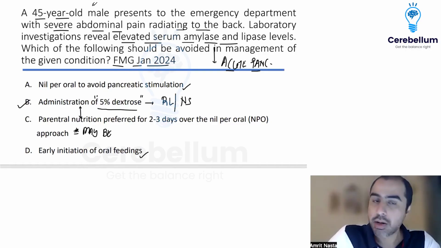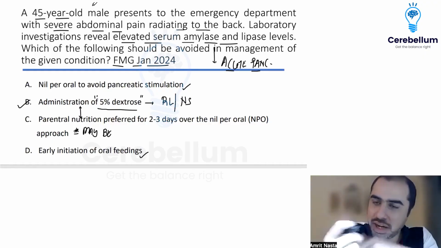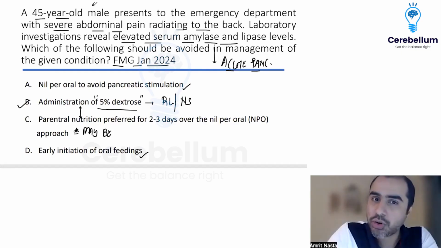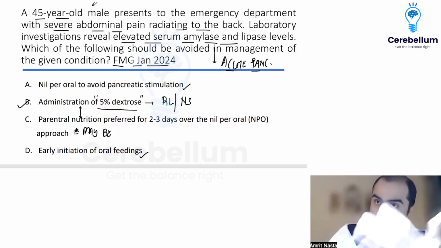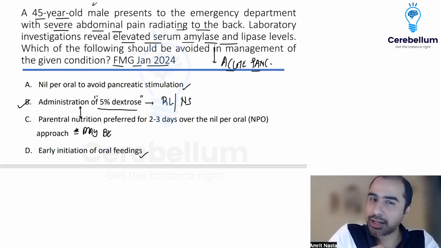Okay, no, dextrose will not harm, but understand I don't need only dextrose. I need sodium, potassium also, chloride also. So if I want sodium, potassium, chloride, normally I will get it in Ringer lactate. Just dextrose will give me only glucose.